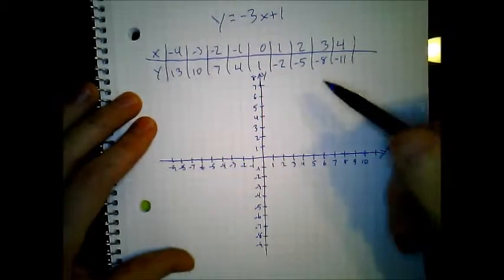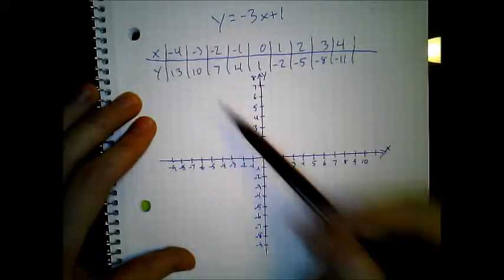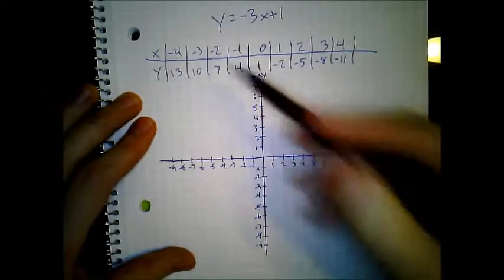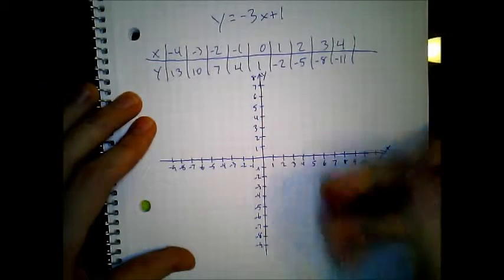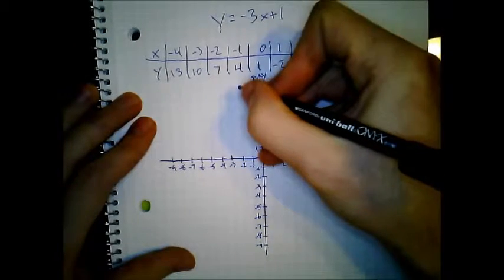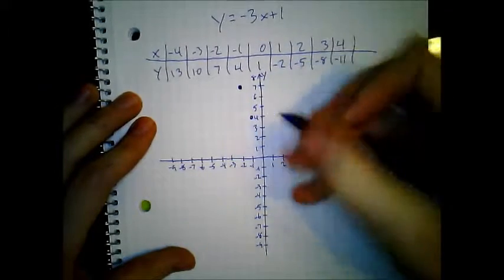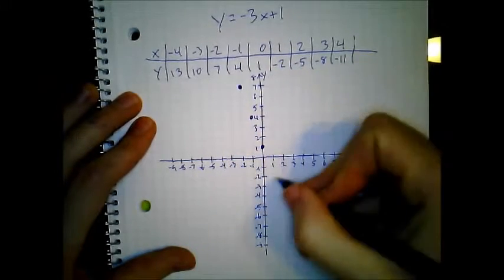Alright, so now we're ready to plot our points. So negative 4, 13, that doesn't fit, but again, that's not a big deal. It's why we choose a lot of values for x. So we're going to start at the one we can plot, negative 2, 7. Now negative 1, 4, and right now we're just plotting points, which we know how to do.